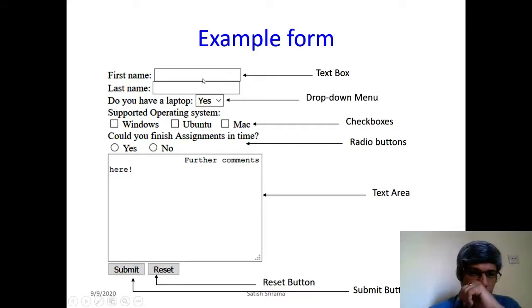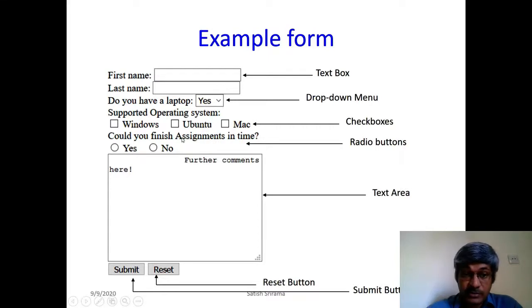So here is this text box where you will enter your first name and last name. Okay, so this is the text box, and then there can be a drop down menu. For example, here I am asking, do you have a laptop, yes or no? Okay, so that's about this drop down menu. And then these check boxes are there. For example, what are the operating systems supported on your laptop? So it can be a Windows machine, Ubuntu machine, or Macintosh machine.